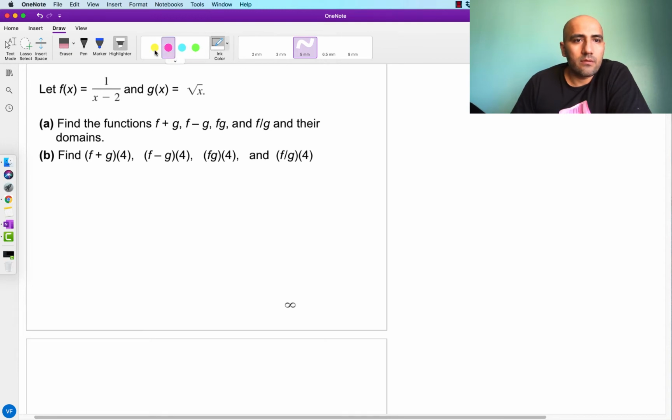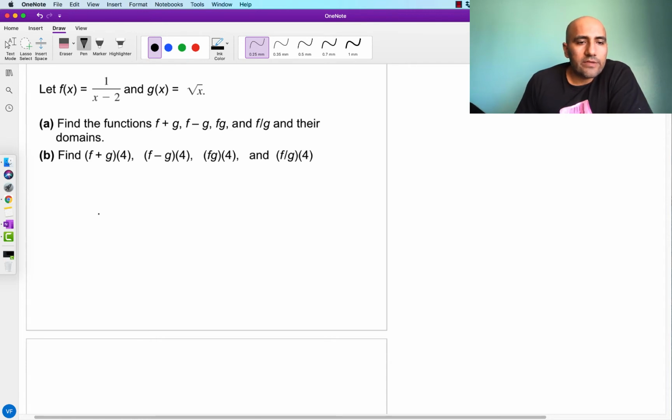Okay, so let's define them all. So the new function, this is a new function f plus g evaluated at x. And the definition of this new function is that it's equal to, in fact, the sum of f of x plus g of x. Good.